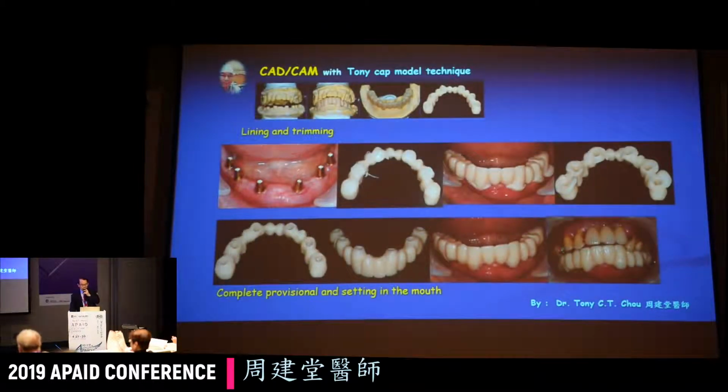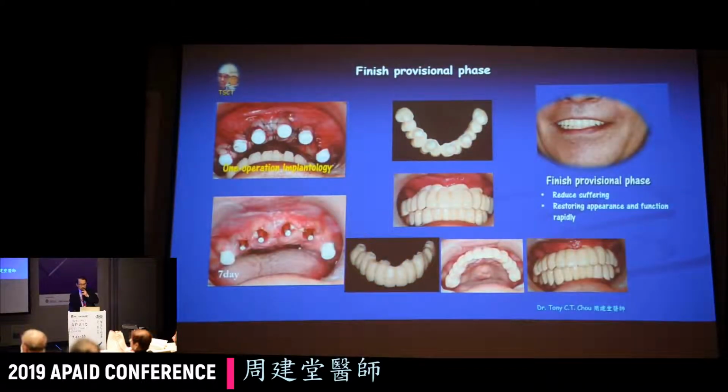This is a PMMA material, and we mill directly in the milling machine, and we get a provisional like this. On the tissue side, there is a Tony cap shaped hollow. Then in the chair side, we line and trim the margin to finish the final provisional and set it in the patient's mouth. This is my way, I created this way. It's a CAD with Tony cap model technique.